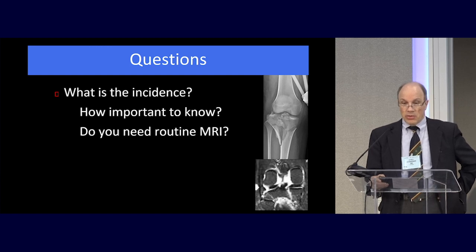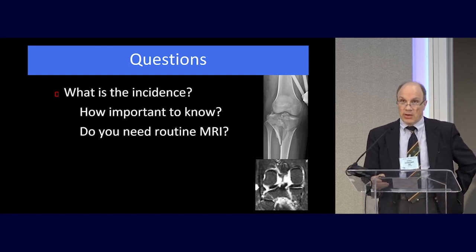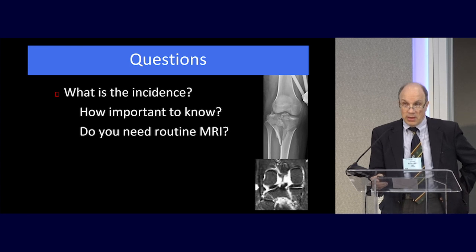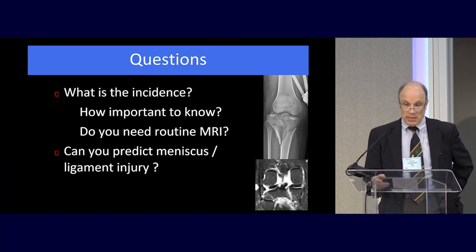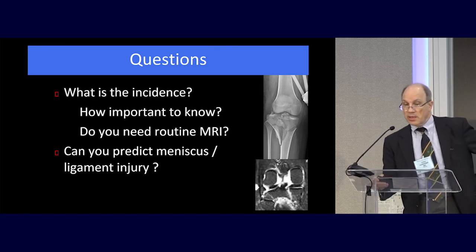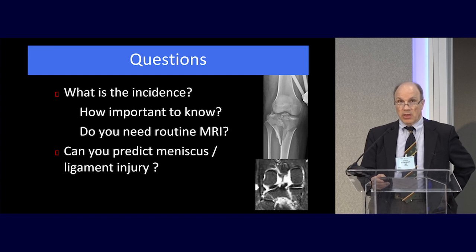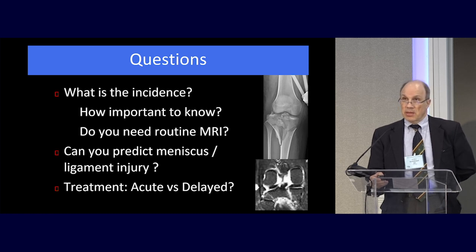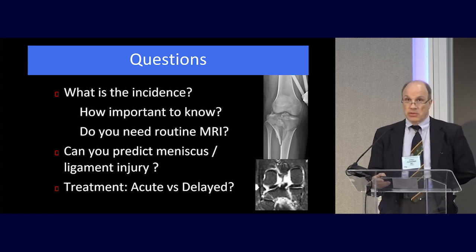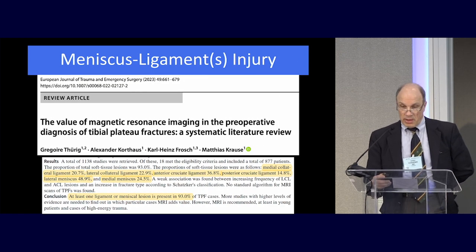Or do you need to do any routine MRIs to diagnose this? Because for soft tissues, we know that MRIs are better at diagnosing these things than any CT or x-ray, because they don't show up on CT and x-rays. Can you predict the meniscus or ligament injury by looking at these x-rays or the injury patterns? And what to do with these ligament and meniscus injuries? Should you treat them acutely or delayed? I'm going to try my best to address what to do with these.